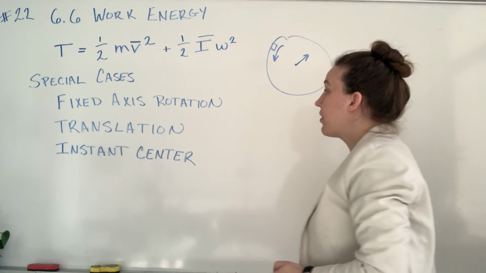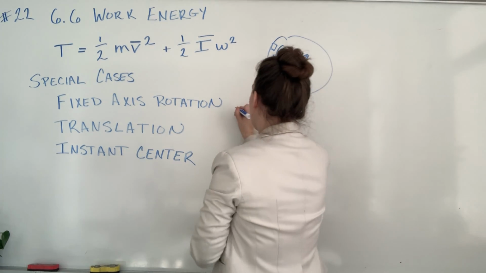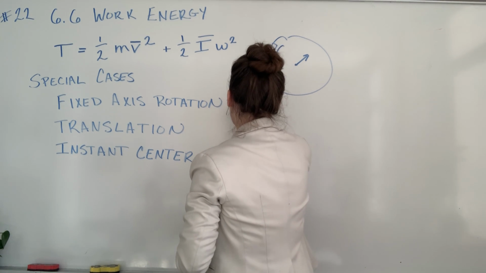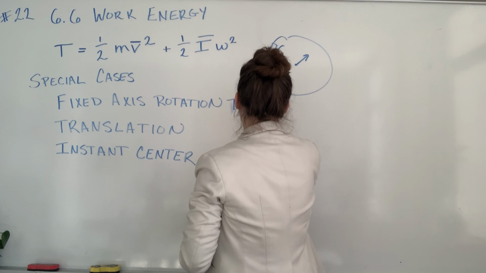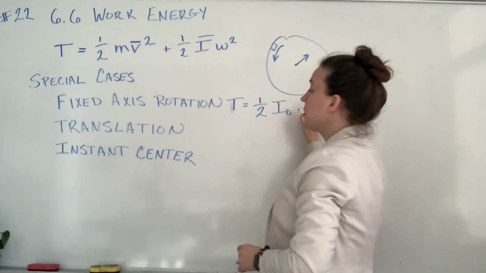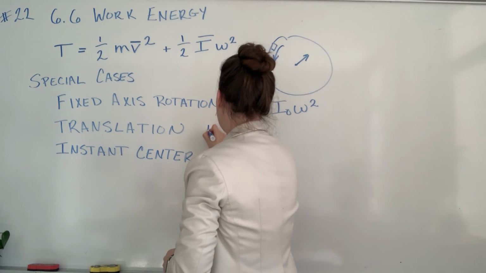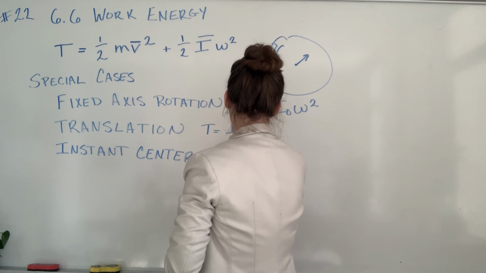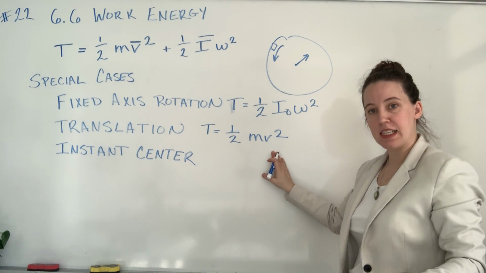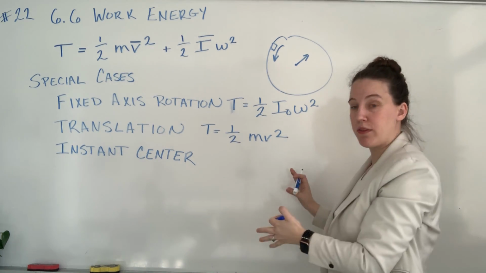All right. In terms of other special cases, if you have fixed axis rotation, then you can have T equals 1/2 I about that fixed axis times omega squared. If you have translation, you can say just T equals 1/2 mv squared. So where the velocity is just the velocity of the whole thing, because by definition, if you're translating, the velocity is the same everywhere.